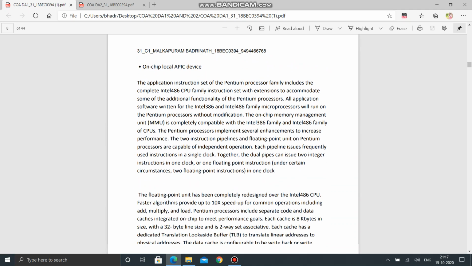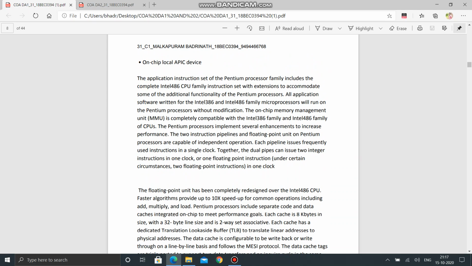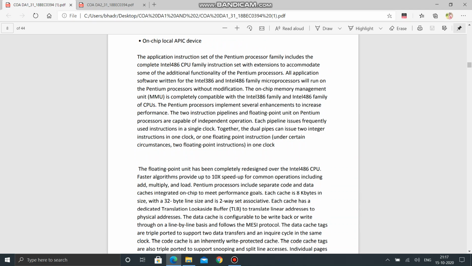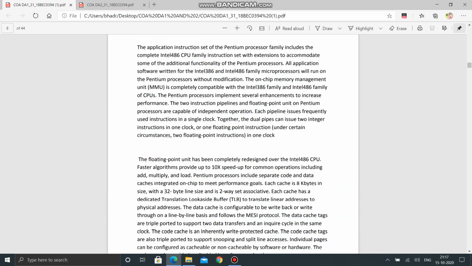These are all used. The application instruction set of the Pentium processor family includes the complete Intel 486 CPU family instruction set with extensions to accommodate some of the additional functionality of the Pentium processors. The floating point unit has been completely redesigned over the Intel 486 CPU. Faster algorithms provide up to 10 times the speedup for common operations, including add, multiply, and load.